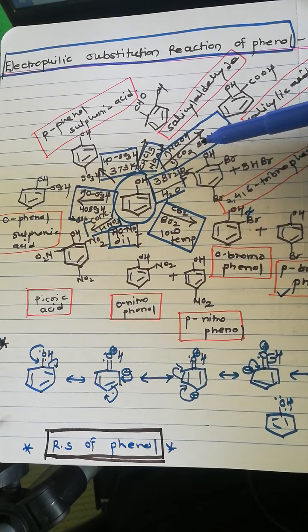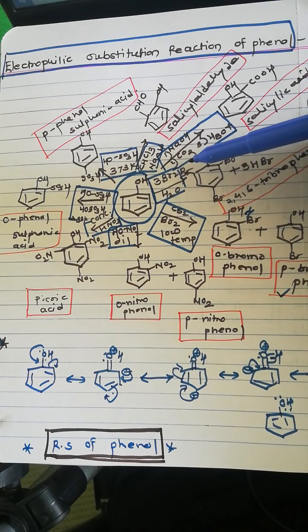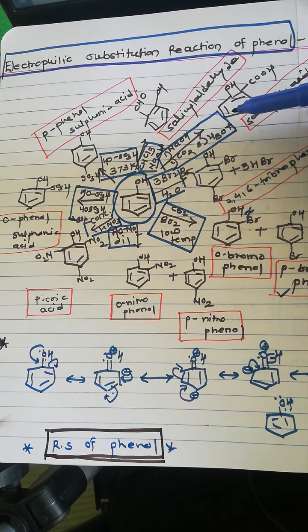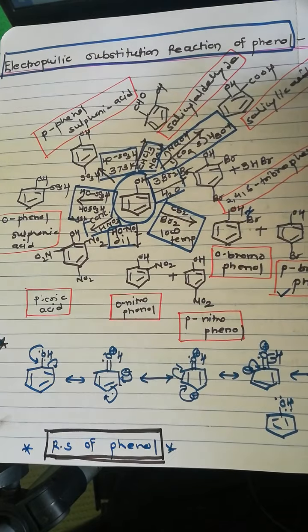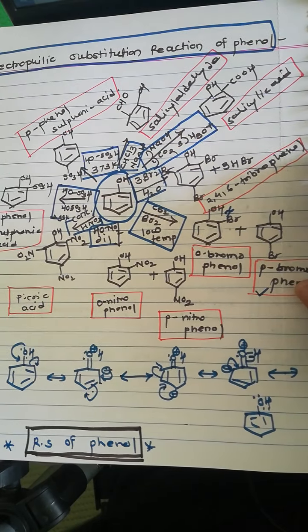Now we can see the next reaction. Phenol reacts with NaOH, then CO2, then acid hydrolysis. What is the name of this reaction? Name of reaction is Kolbe's reaction. At ortho position here, an acid group is added. And the name of the compound is salicylic acid.